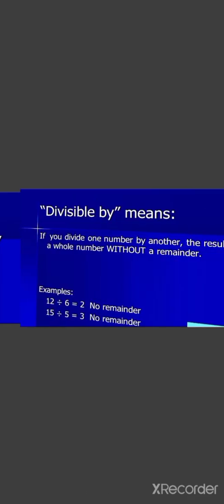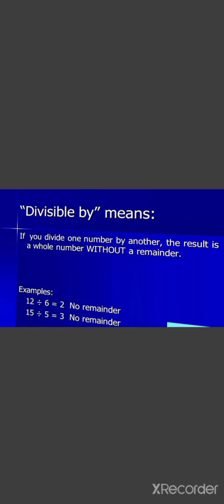Firstly, we should understand the meaning of divisible by. What does it mean? Divisible by means if you divide one number by another, the result is a whole number without a remainder. For example, I will take 12 divided by 6. When I divide 12 by 6, what will I get? I will get 2. I get a whole number and no remainder is left. So what is the meaning of no remainder? When we get the remainder as 0.